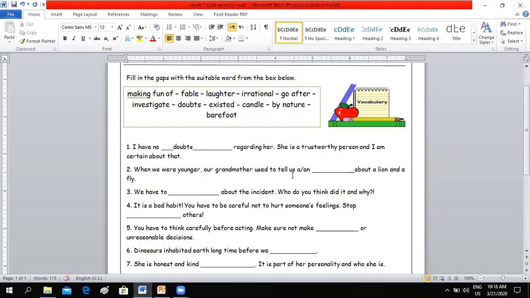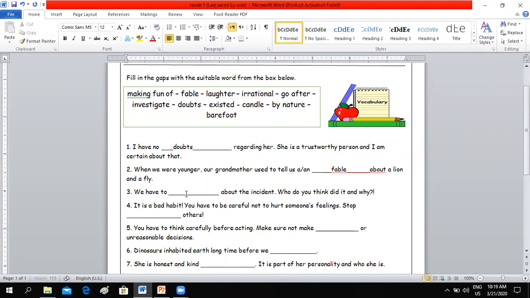When we were younger, our grandmother used to tell us about a lion and a fly. Lion and fly, animals. Grandmas always tell stories. Then it's a fable about a lion and a fly.